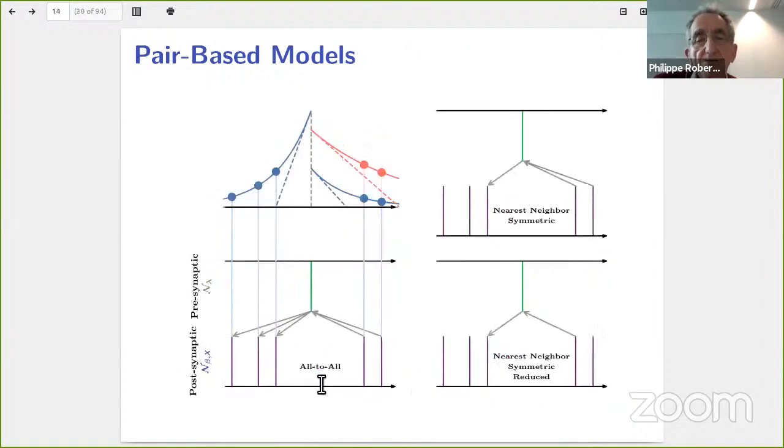And this is represented in this drawing. Here on this line, I have the presynaptic spikes. I have one presynaptic spike here, and I have a postsynaptic spike here. I will consider all these pairs in the all-to-all model. In the nearest neighbor model, I'll just consider all the pairs so that there is no postsynaptic spike, so only this one and only this one. This one is not counted because I have a postsynaptic spike here. And the nearest is even simpler. You just consider this pair, and this pair.